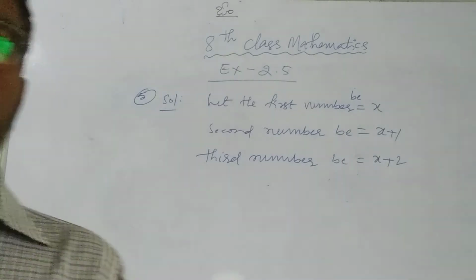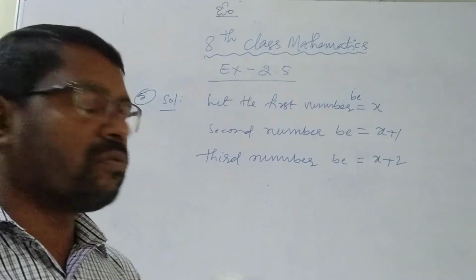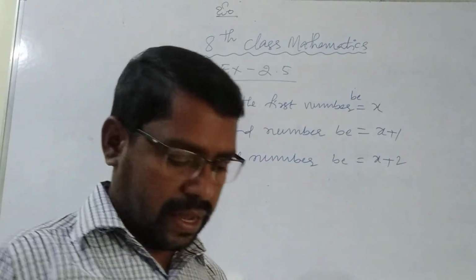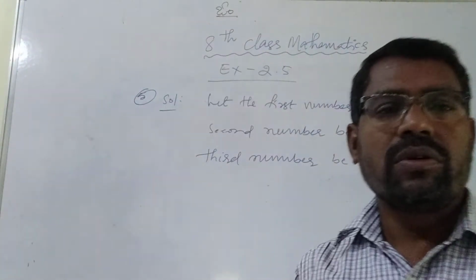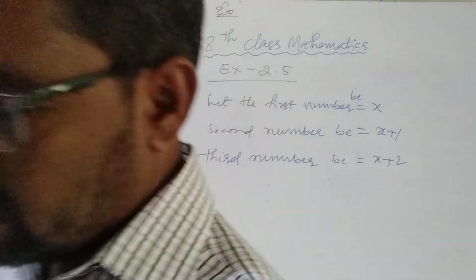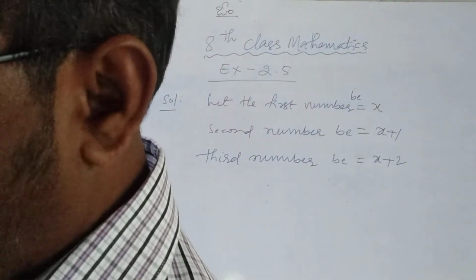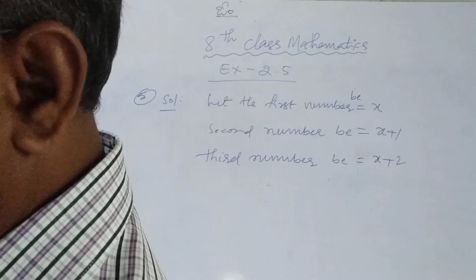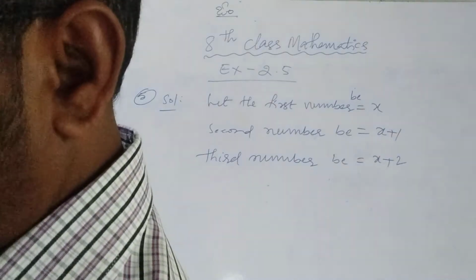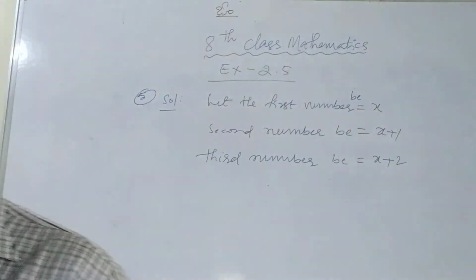Now once again I am going to read the question. Let the first number be x, because we are considering three consecutive positive integers. What is the question? Find three consecutive numbers such that if they are divided by 10, 17 and 26 respectively, the sum of their coefficients will be 10.